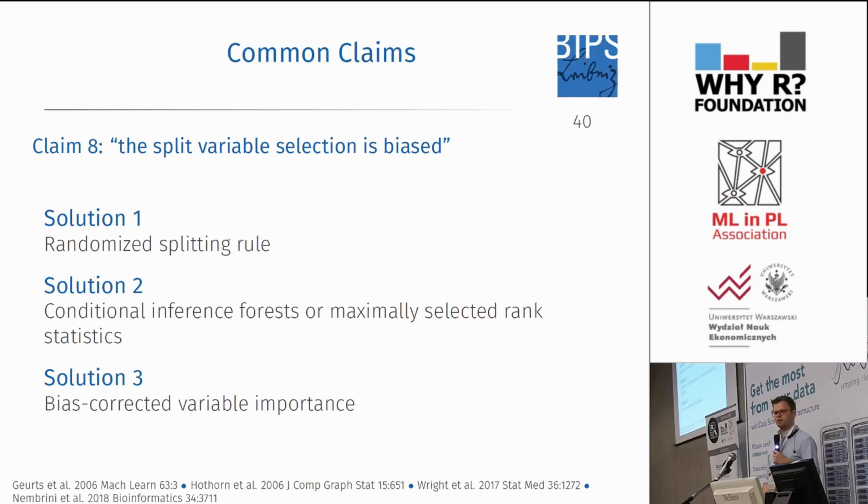You could also use conditional inference forest or maximally selected rank statistics, where the idea is to do an association test of the variable and the outcome, then select the variable with the smallest p-value of that association test, and then use the best split point of that variable. And because you compare on the p-value scale and not after the greedy splitting, you will also have an unbiased variable selection. And if you're mainly interested in variable importance and not in prediction performance, then you could also just use the bias-corrected variable importance, which doesn't solve the problem while splitting, but afterwards when you compute the variable importance.